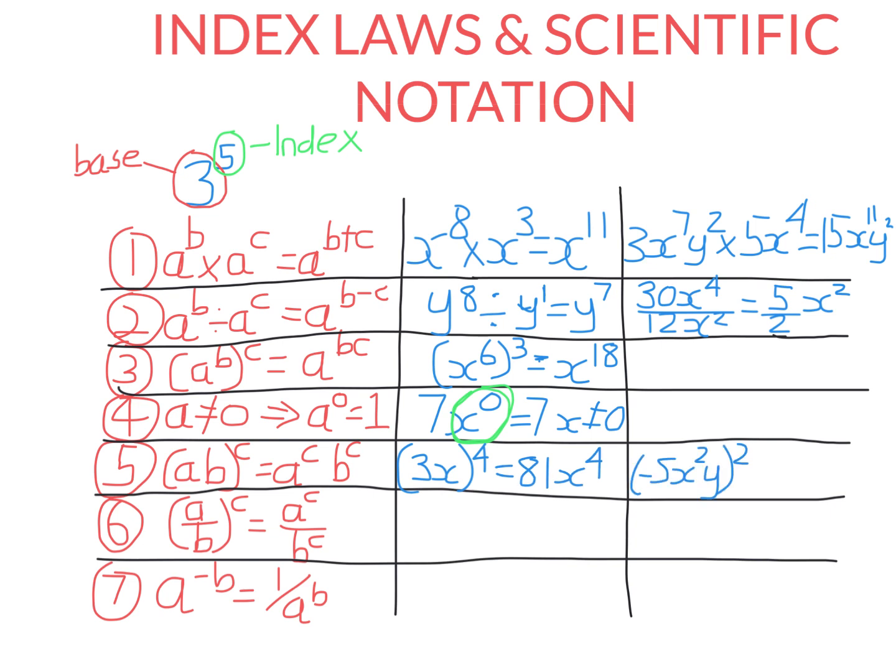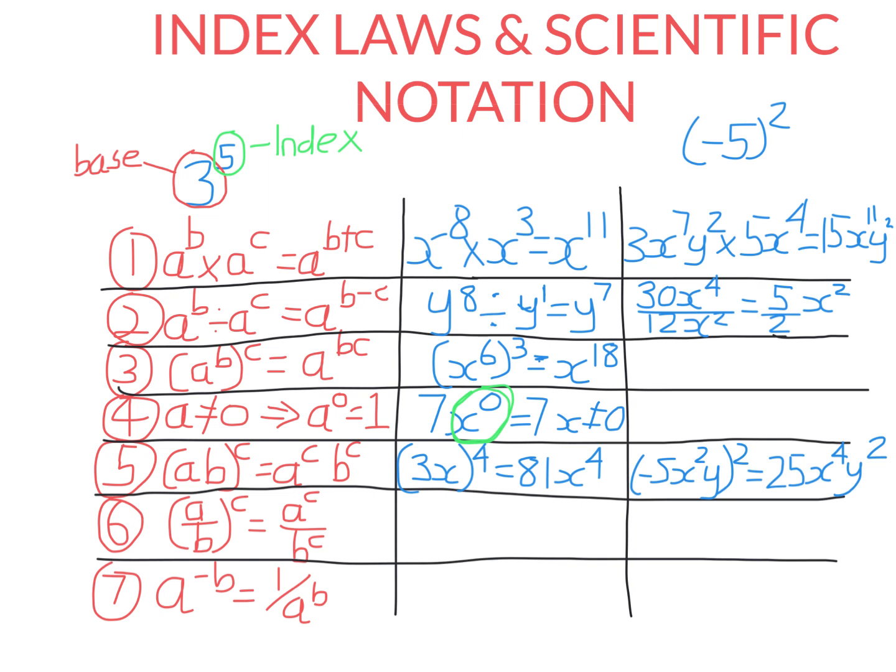So if we have something like this, we need to use a couple of index laws here. So firstly, we need to go negative 5 squared. When you put negative 5 squared on your calculator, you need to put it in brackets like this, otherwise you're going to get the wrong answer. Negative 5 squared is positive. Squares are always positive. So negative 5 squared is 25. X squared squared is using index law 3, keep the same base and multiply the powers. And then we also need to raise y to the power of 2, and we're done.